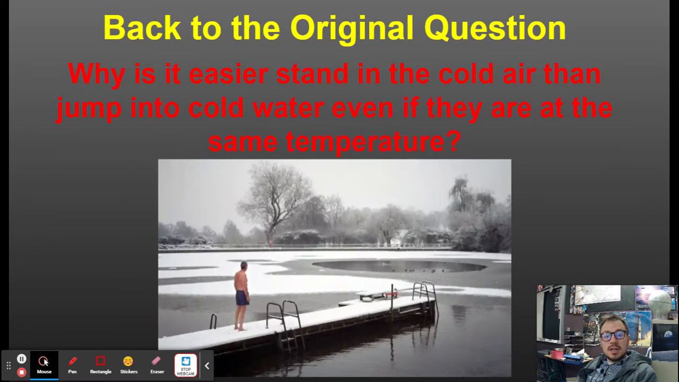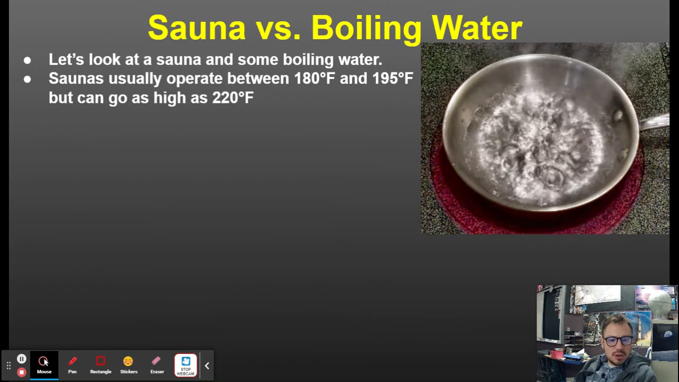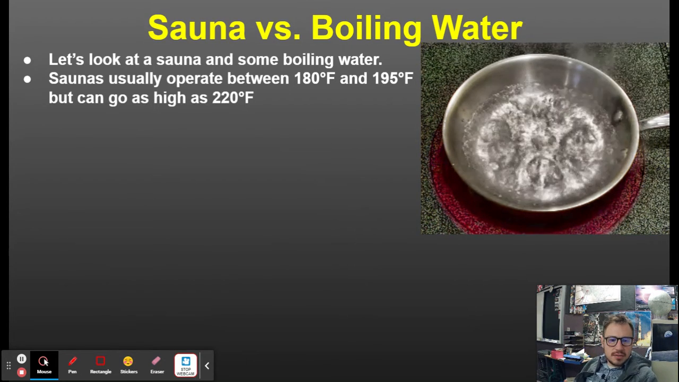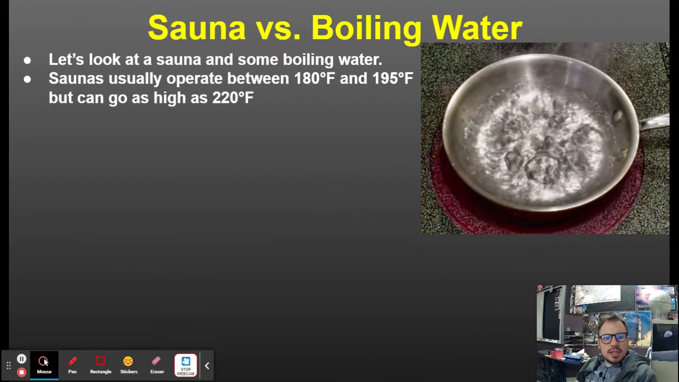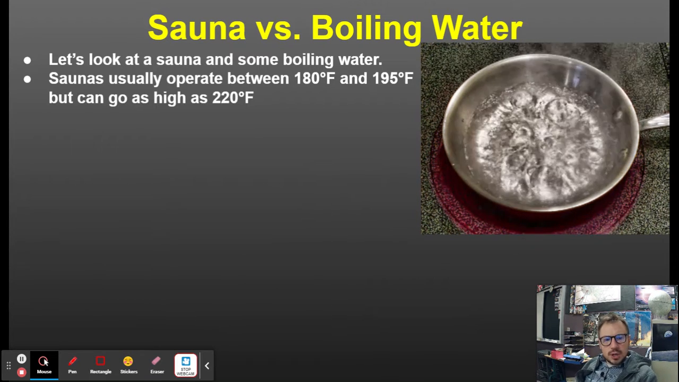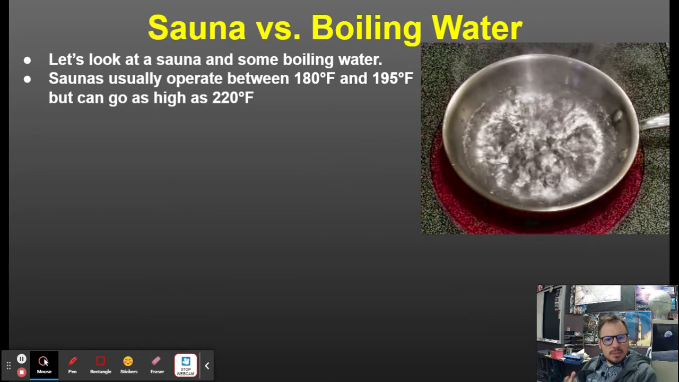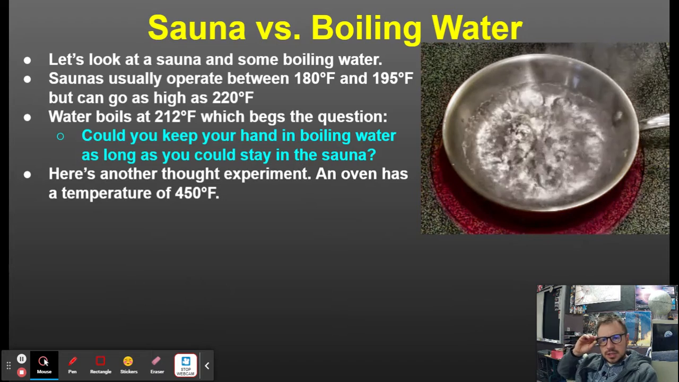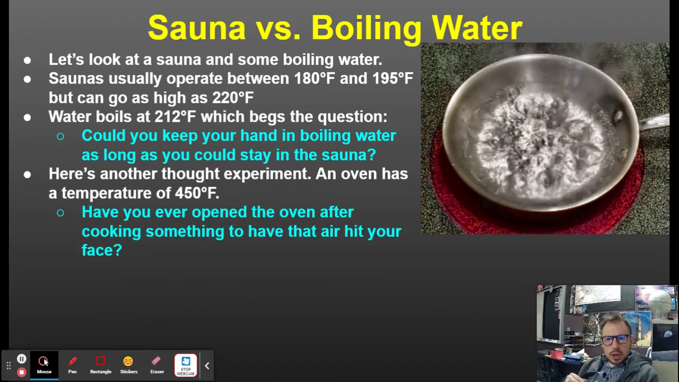So let's talk about another question though. Why is it easier to stand in the cold air than jump into cold water, even if they're at the same temperature? So think about it this way. If you've ever been in a sauna, you know it's very hot, but you can sit in there for 10, 15, maybe even 20 minutes without being hurt. But if you stick your hand in boiling water, it's going to burn your hand almost instantly, like maybe half a second, and then you pull it out. Well, they're both at very high temperatures, but one of them really hurts you and the other, well, you can stay in there for a longer period of time.